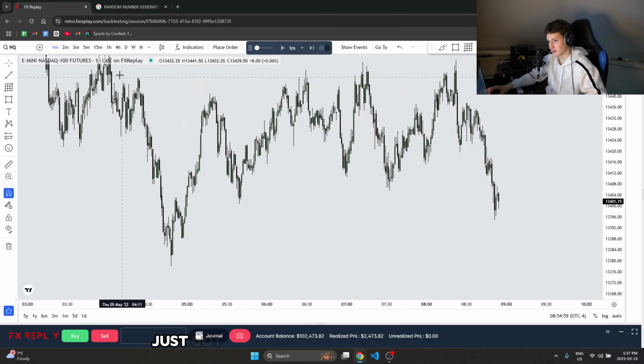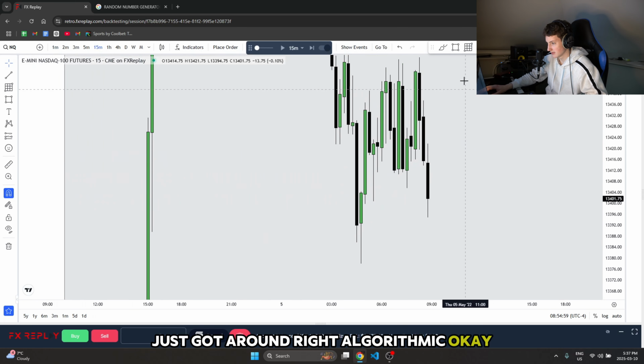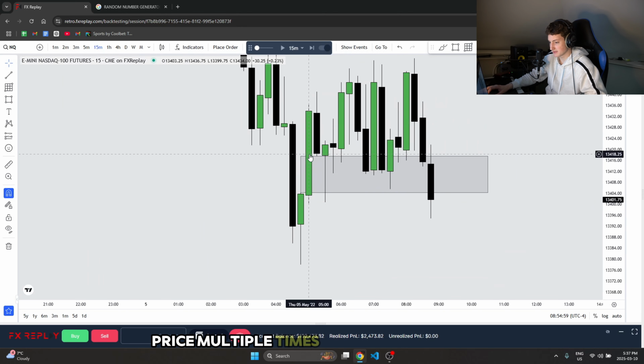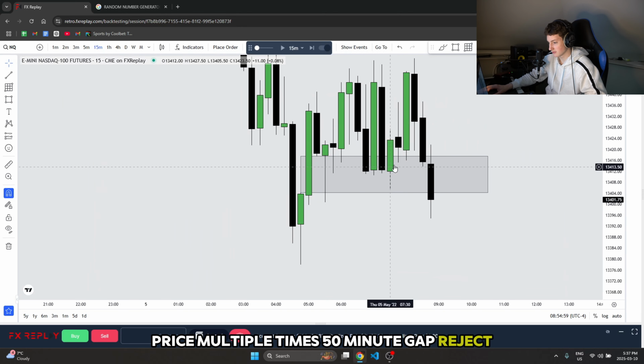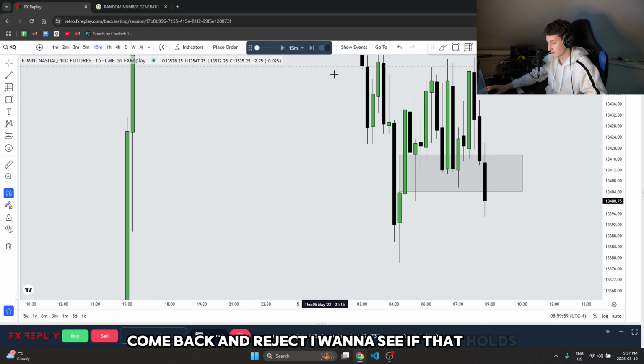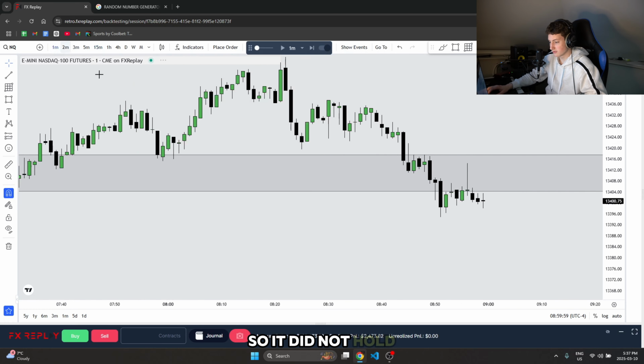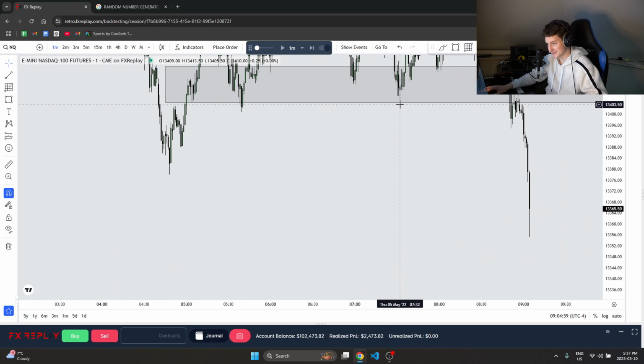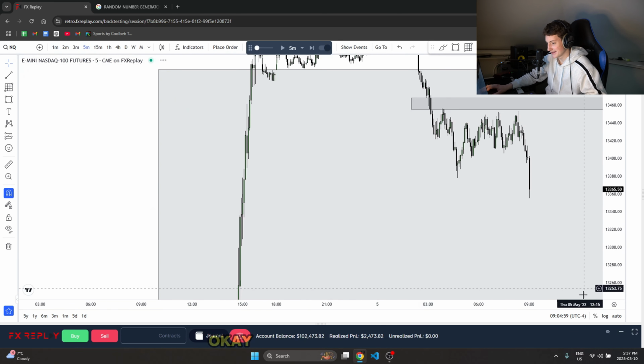Okay, just got ran, right? It's algorithmic, okay? We have a 15-minute gap that's held up price multiple times. 15-minute gap, reject, come back and reject. I want to see if that holds. So it did not hold. So we close below, which means we're probably going to dump to the low. Exactly, it's an algorithm, okay? Not too hard to read.